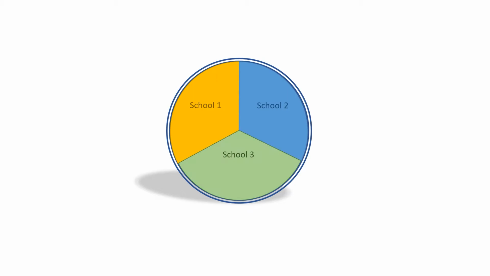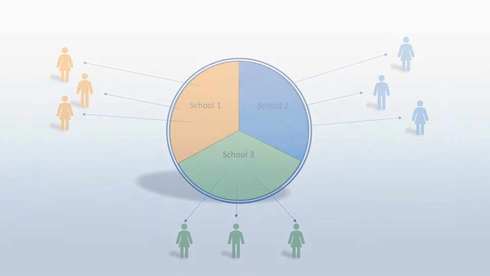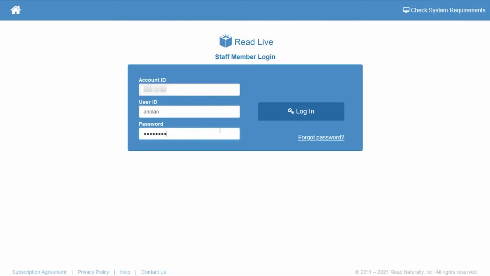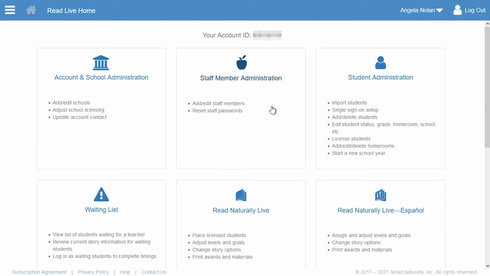Angela's ready to reserve licenses for each school in her account. Reserving licenses makes sense for accounts like Angela's that have multiple schools. Reserving licenses prevents one school from assigning all the licenses to their students, leaving none for other schools. To begin, Angela logs in. From her home page, she clicks Account and School Administration.